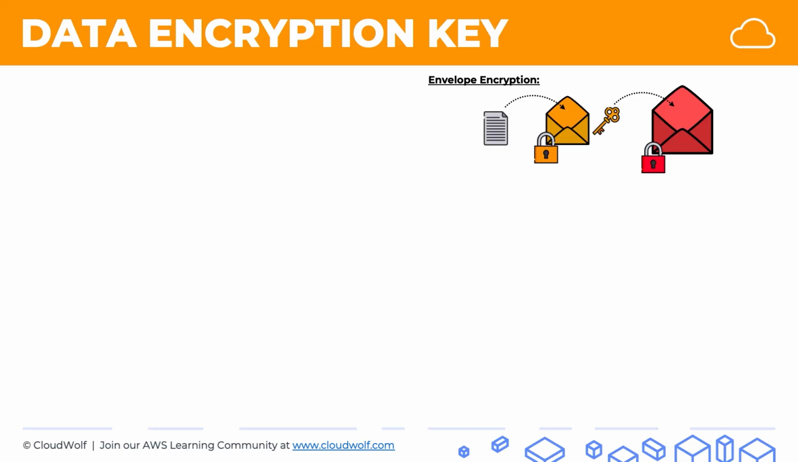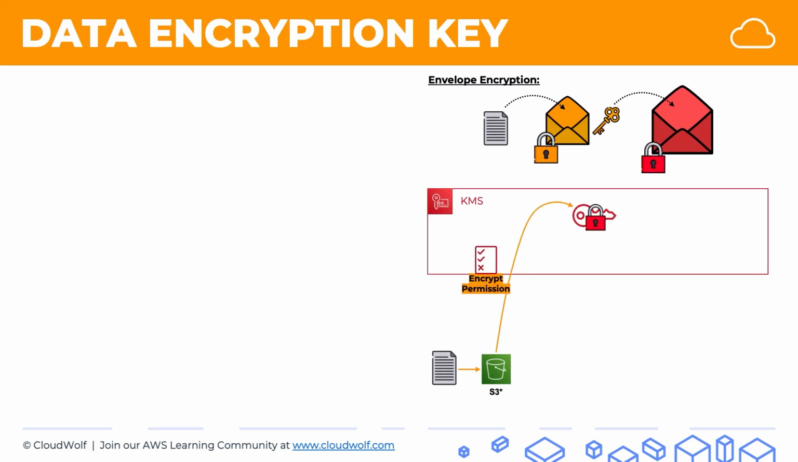Okay, so let's look at this in practical terms. Here we have data and we want to store it on S3. By the way, S3 is just an example. This could be RDS, it could be DynamoDB, it could be lots of different services. Basically, you have application data which is larger than 4 kilobytes. Remember, in KMS, as we discussed previously, we can store only up to 4 kilobytes of data.